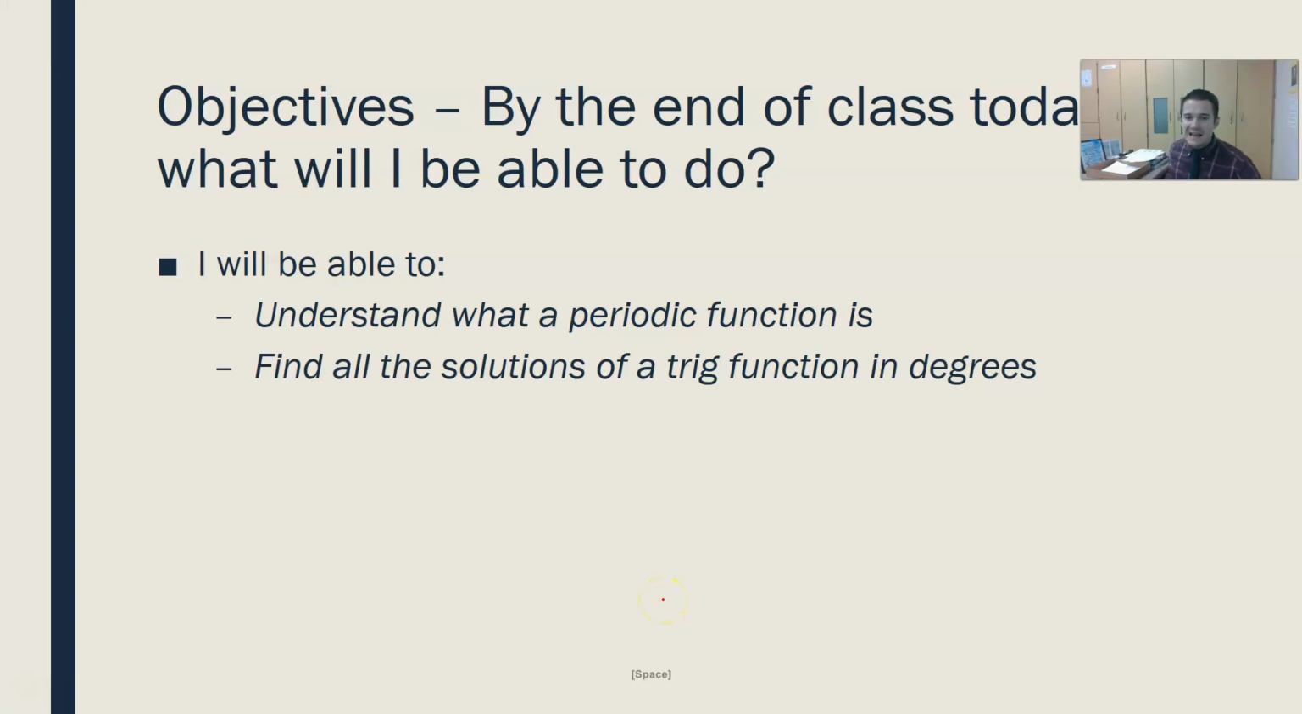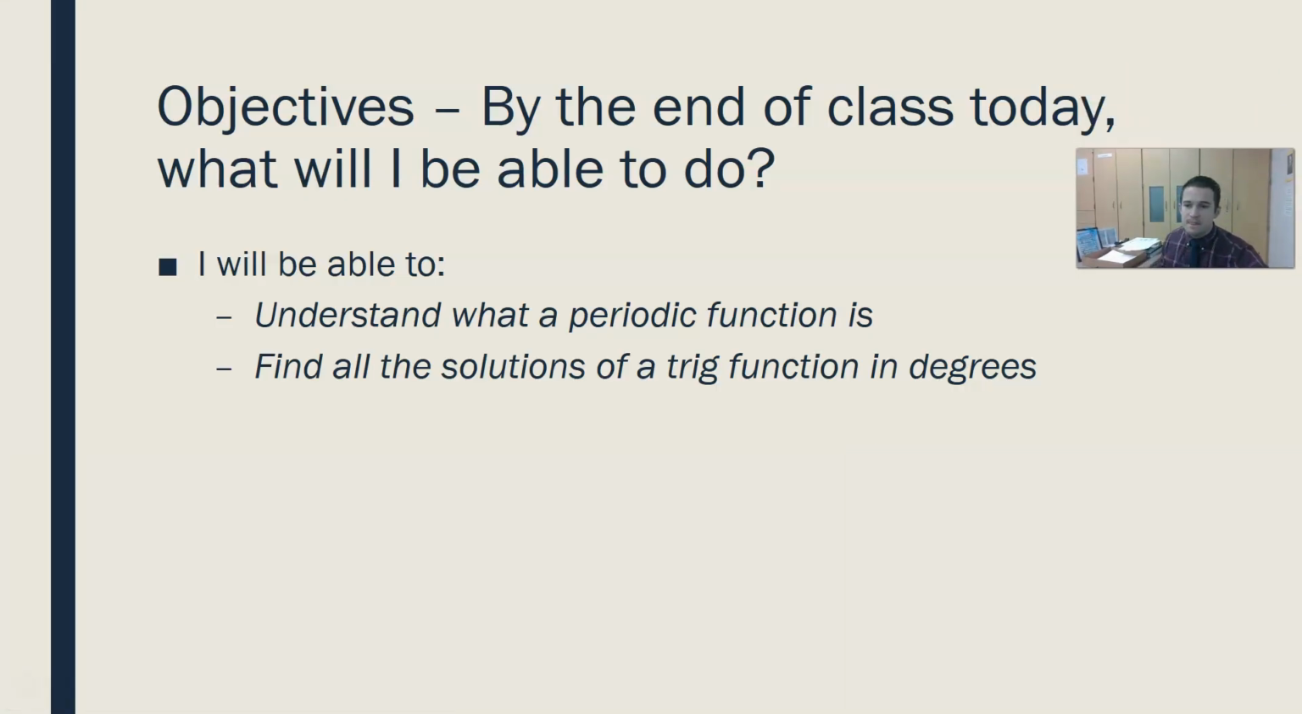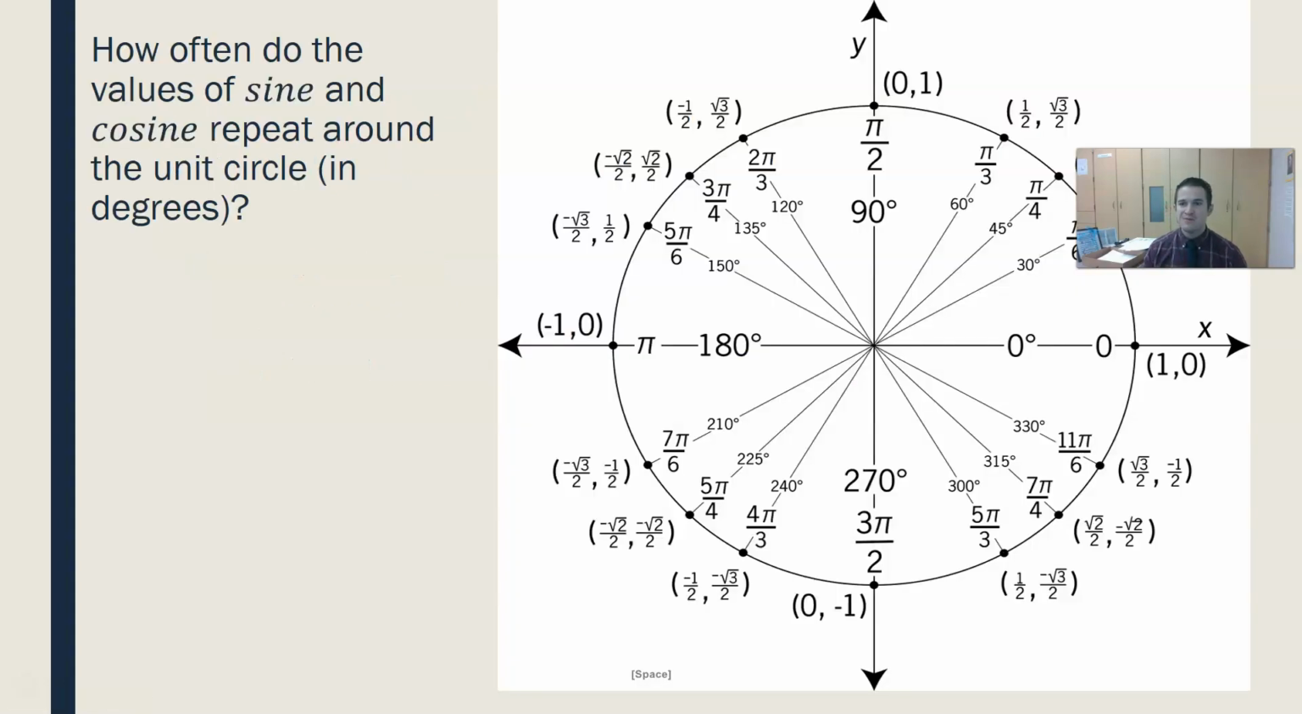By the end of this lesson, these are the things that you'll be able to do. I hope that you are able to understand what a periodic function is and find all the solutions of a trig function in degrees, and it's not on here, but I also want you to be able to find all the solutions to a trig function in radians. So we're going to talk about finding all the solutions of a trig function in radians and degrees.